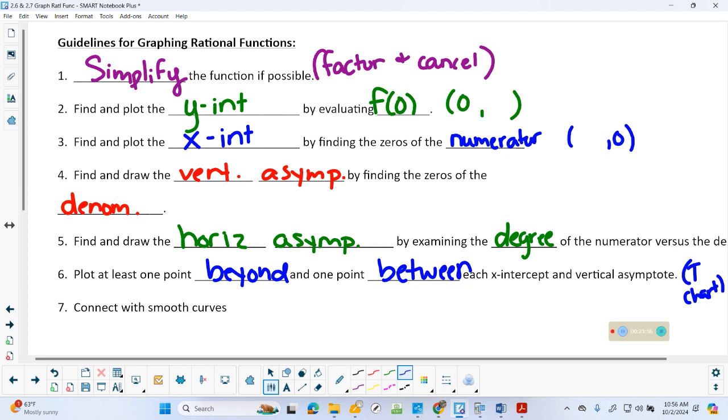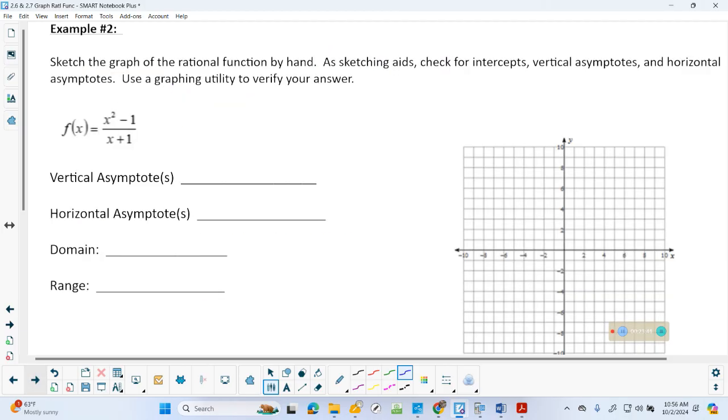So let's do the next example. We'll kind of table it. So here we go. Sketching intercepts, all this stuff. First things first, I'm looking at this function, and I think I can simplify it. Can you factor the top? Yeah, difference of squares. So let's factor it.